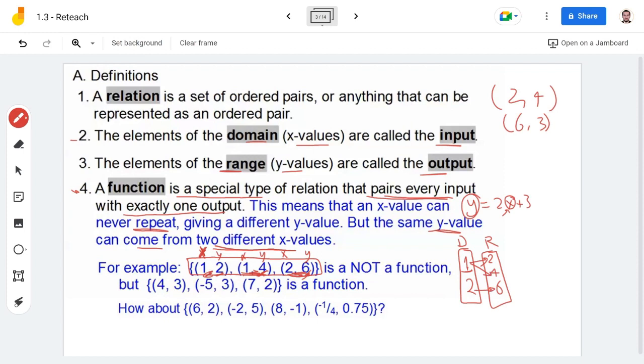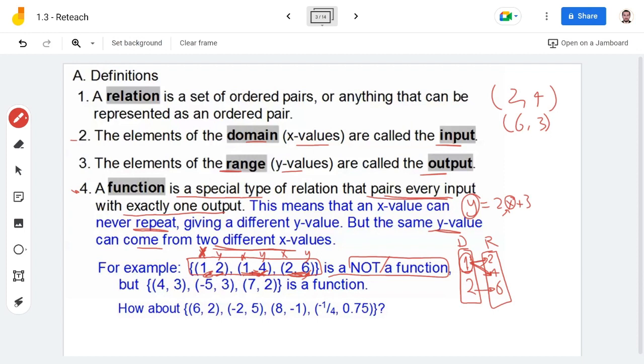So if we complete it, it's not a function. Why is it not a function? Always, always, always, when we have one domain value related to two outputs, which is two range values, it's not a function.